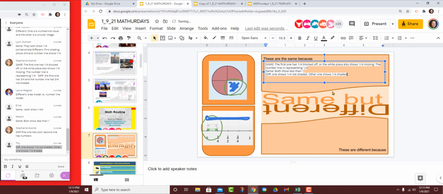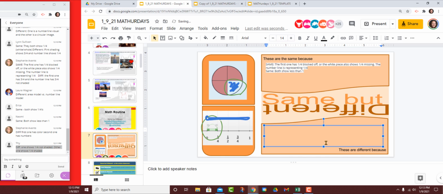I noticed that in the circle, 1/4 is not shaded, but in the number line, 1/4 is shaded. So it's like a mirror image. In the first one, you might look at 3/4 first because it's the shaded part, and in the bottom one, you might look at 1/4 first because it's shaded, and so they both show 1/4 and they both show 3/4. Neat. So in the way you describe the difference, you're actually bringing out a similarity. That there's the null space, the not space, the empty space. Very cool.